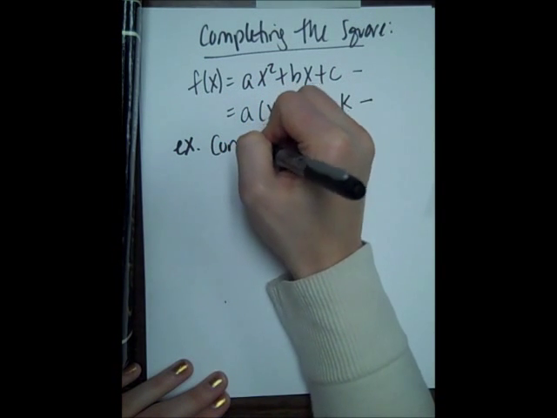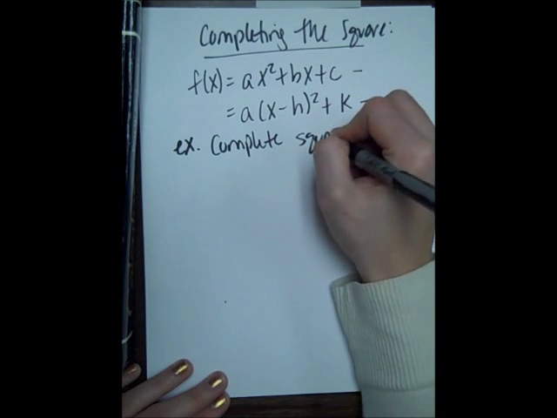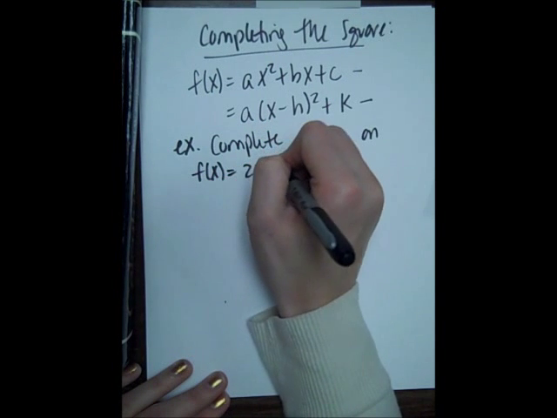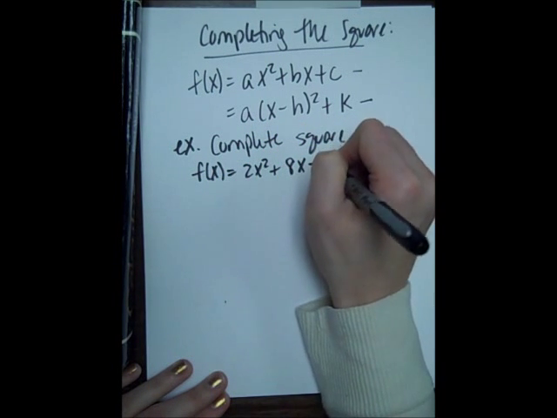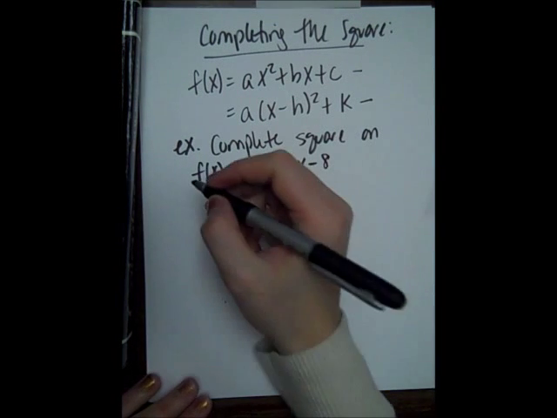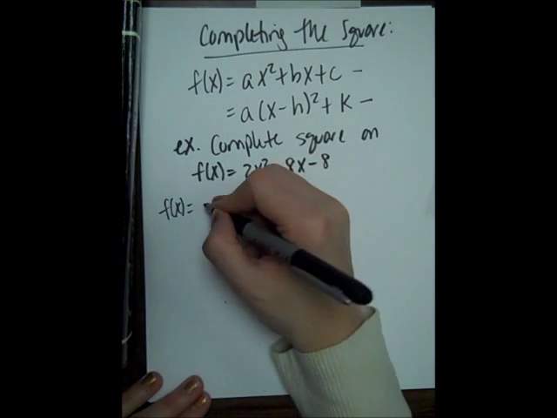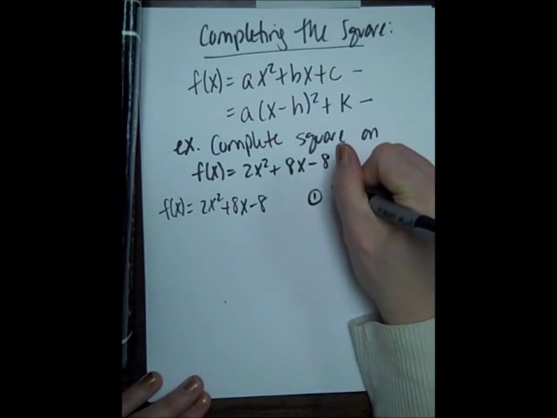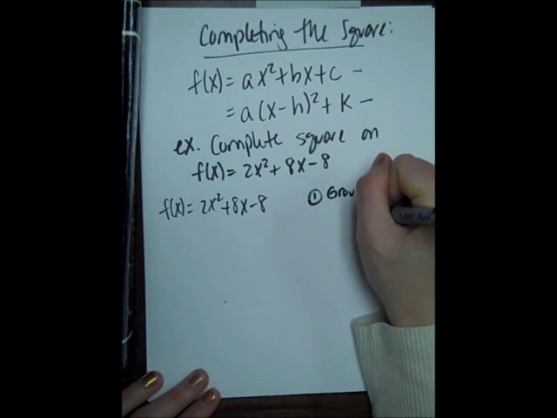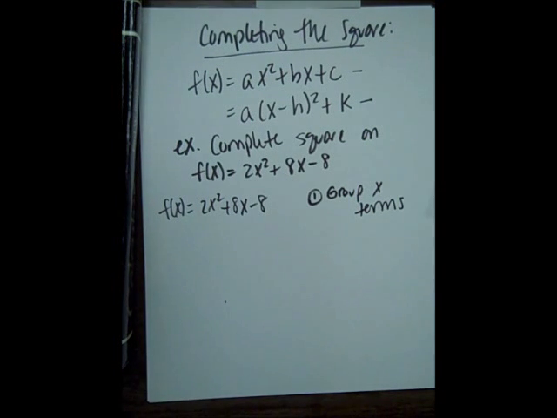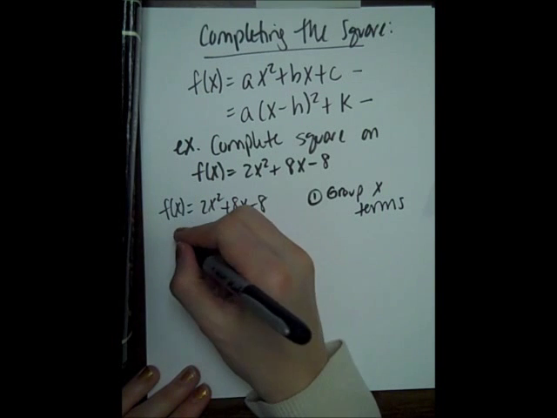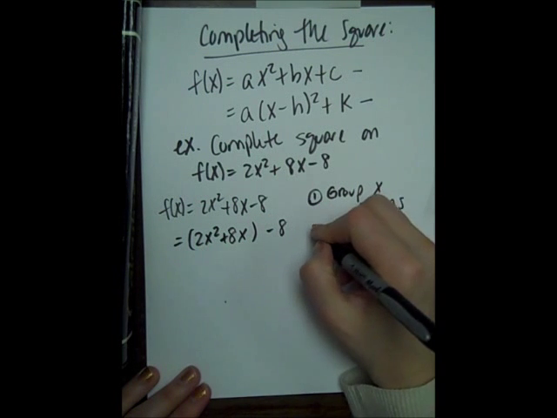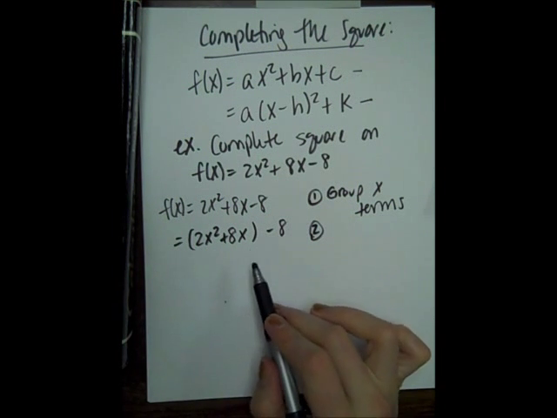So we're going to complete the square on f of x, which is 2x squared plus 8x minus 8. So I have f of x is 2x squared plus 8x minus 8. First thing I'm going to do is group my x terms. In my problem I have two terms that have x's in them, so I'm going to group those together. So all I did was put parentheses around my x terms.